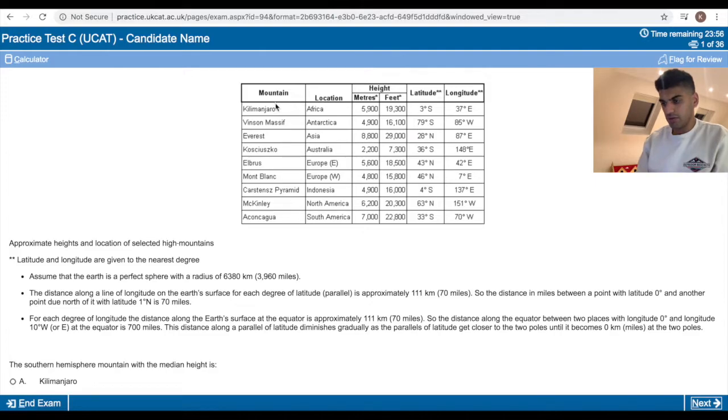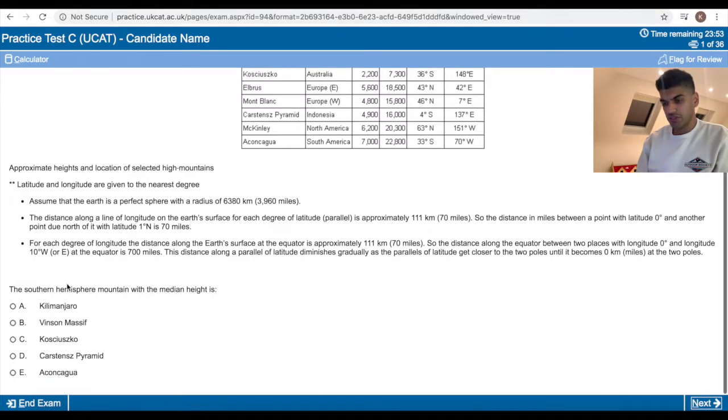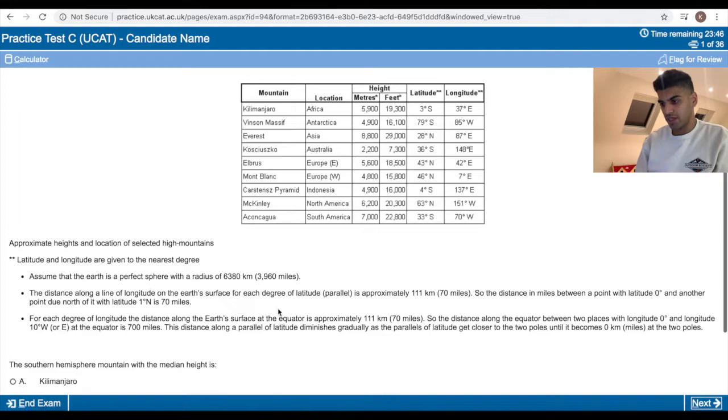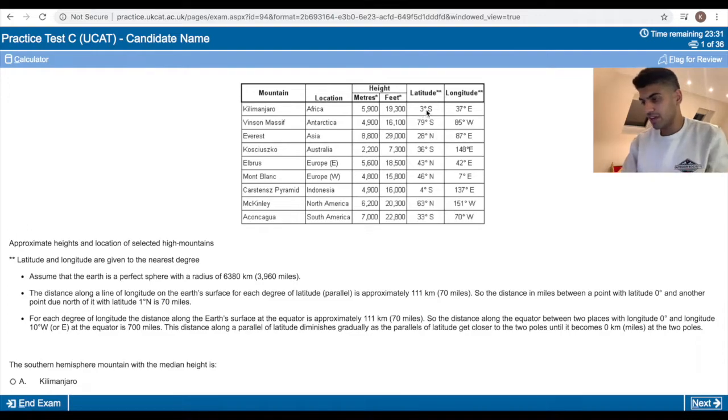Okay, so there are questions about lots of mountains and some values. The first question: the southern hemisphere mountain with the median height is, so I'll skip to the question. There are 9 mountains in total, and we want the southern hemisphere mountain. I would say we want the southern hemisphere only. There are 5 southern hemisphere mountains, so we want the third highest. Aconcagua is the highest, then Kilimanjaro, then Vinson Massif. Actually, Aconcagua is the same as Vinson Massif, but Vinson Massif has higher feet. So Vinson Massif is the third highest.